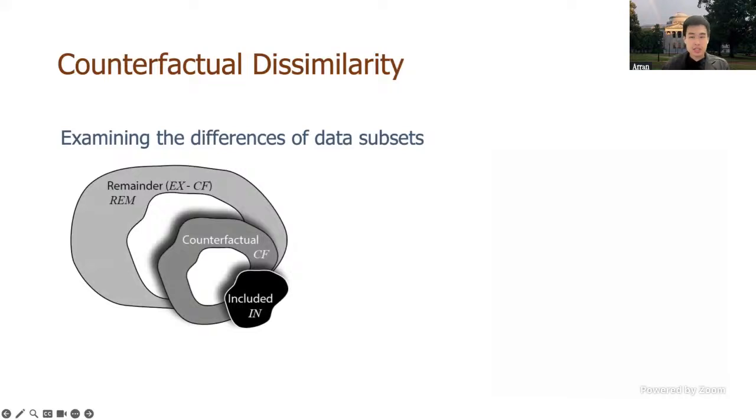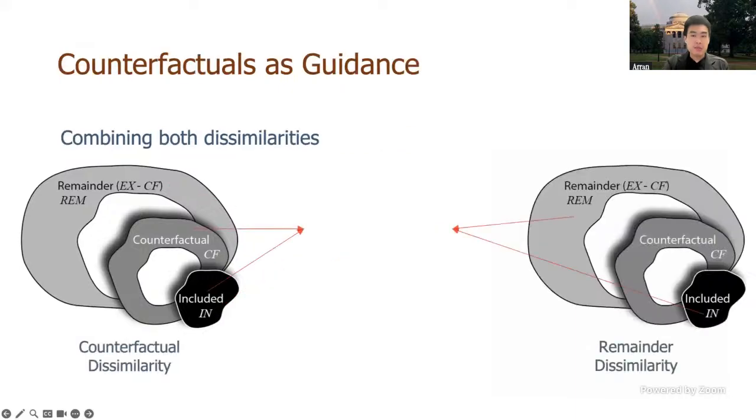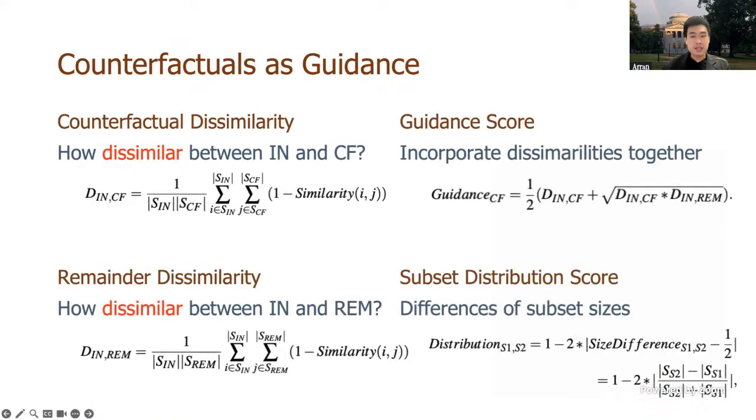Because here, as we mentioned earlier, we are not really interested in how much they are similar, but how much they are not similar. So we examine the distributional dissimilarity between included and counterfactuals as part of our guidance values, called counterfactual dissimilarity. Similarly, we calculated a remainder dissimilarity between included and remainder subsets. Therefore, combining them together, we constructed the counterfactual guidance technique. And the format of counterfactual guidance is like this. It's kind of complex and considering the time limit, please go to the paper for details.